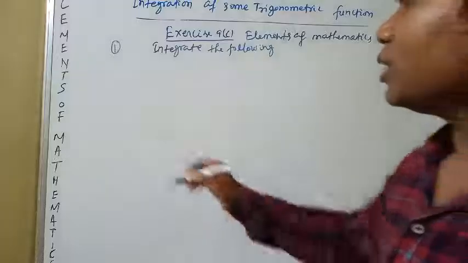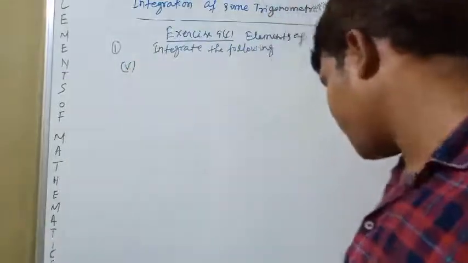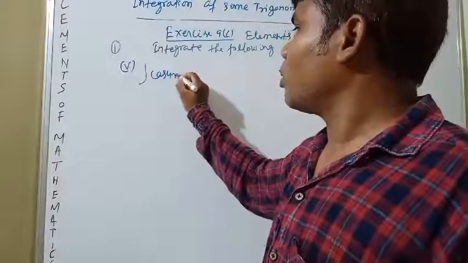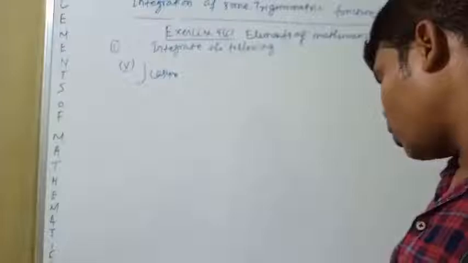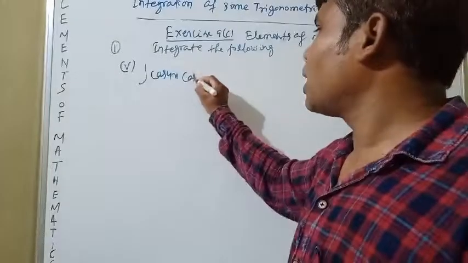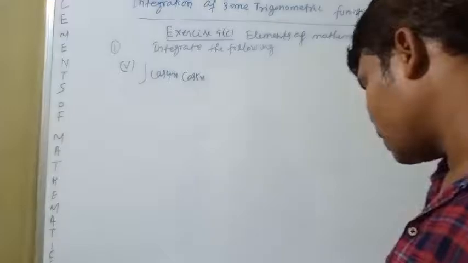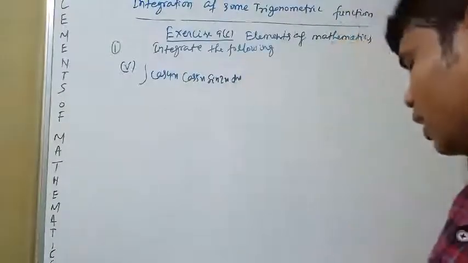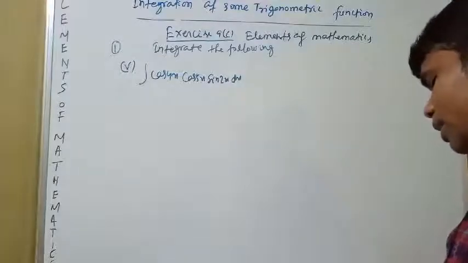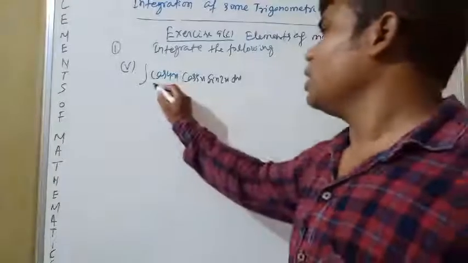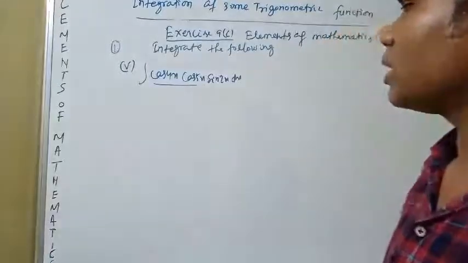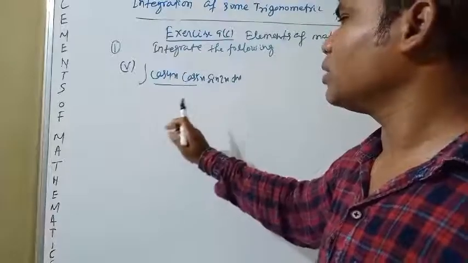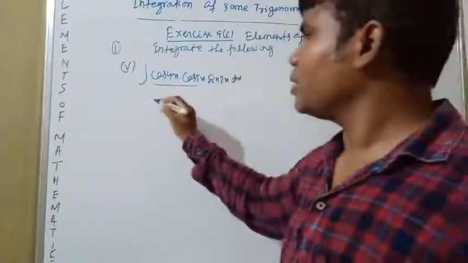You see the next question, number 5. The question is given: integration of cos 4x cos 5x sin 2x dx. You take any two of these together, then you take the remaining one, whatever may be.